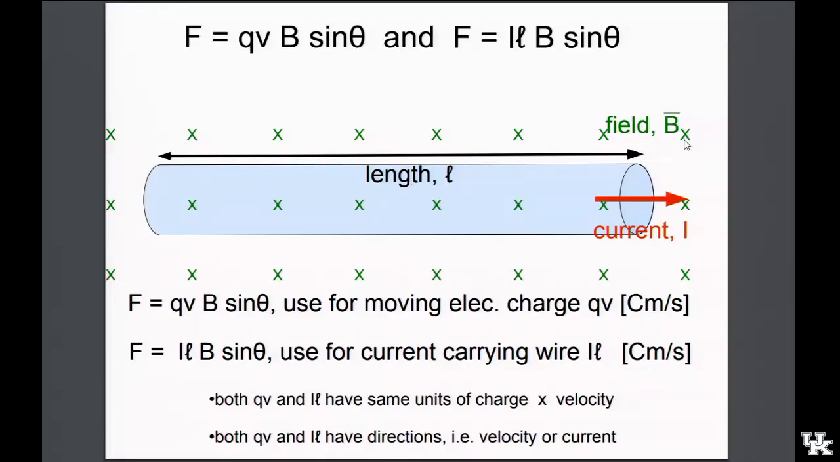So that helps remind you that, although IL and QV look like very different things, they're really the same quantity that's feeling or experiencing a magnetic field. It's just that in one case you're dealing with one moving charge, in the other case many moving charges, and so we have a different language of the charge's motion versus the electrical current.